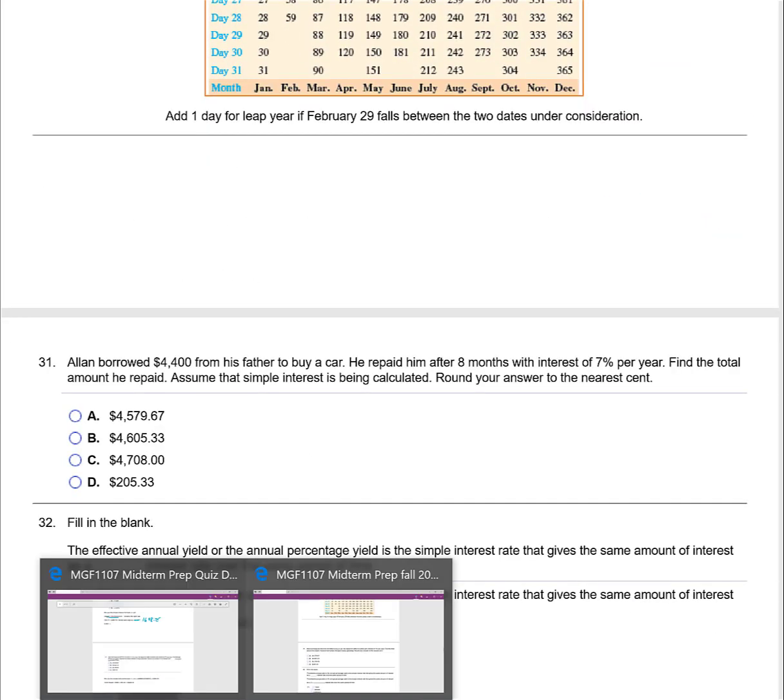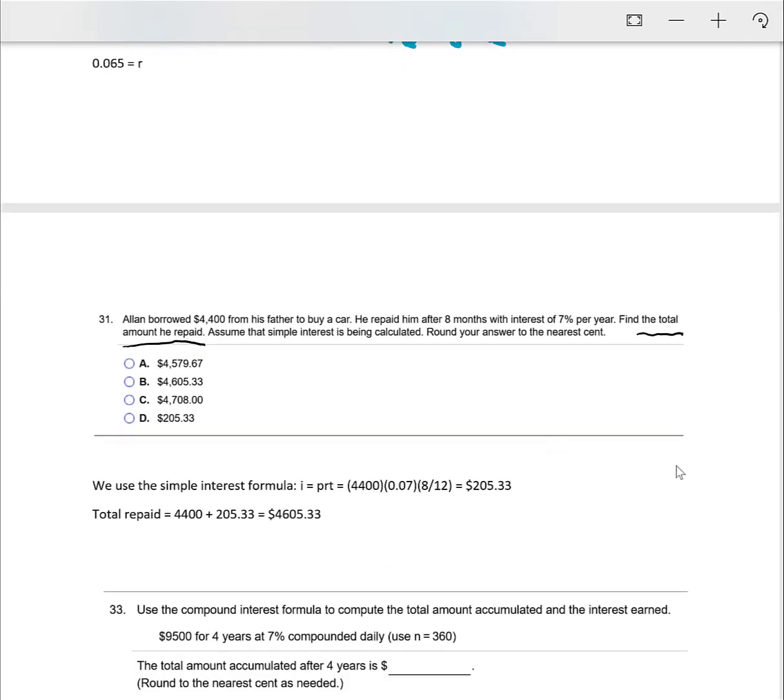And let's go over to the detailed solutions on this one. So Alan's borrowing $4,400 from his father to buy a car. He repaid after 8 months with an interest of 7%. Find the total amount he repaid. Assume simple interest is being calculated.